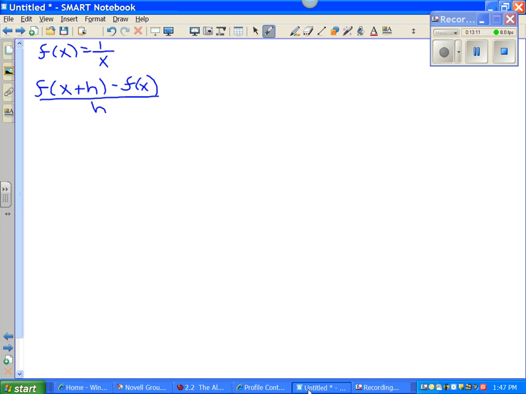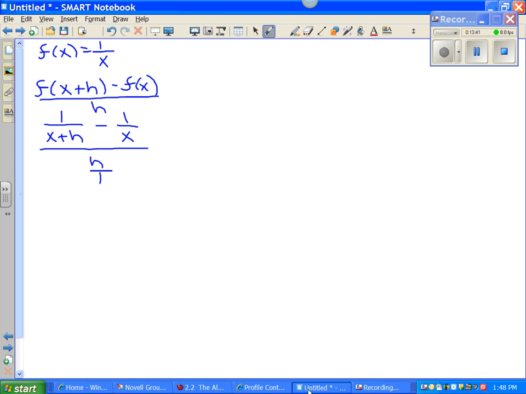So now f of x plus h becomes 1 over x plus h, minus f of x, which is 1 over x, all over h. Now this is a complex fraction. You guys know how to work with complex fractions. We need to first deal with that numerator. We want to be able to do our little keep, change, flip thing that you guys know how to do. So what we need in the numerator is one fraction up there, which means we need common denominators.